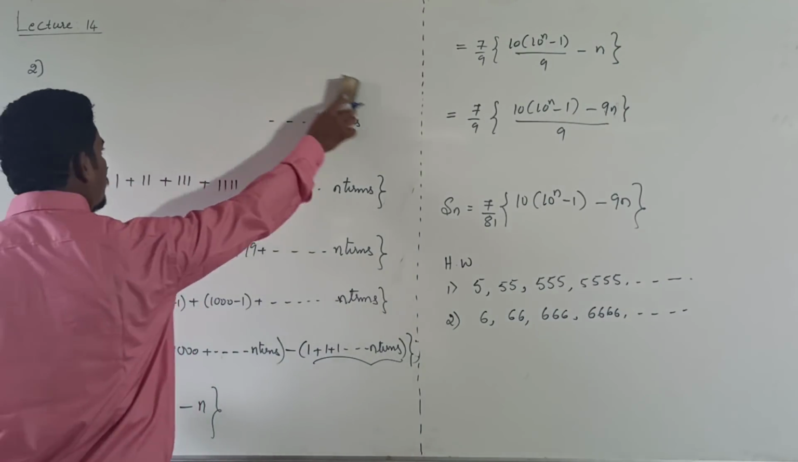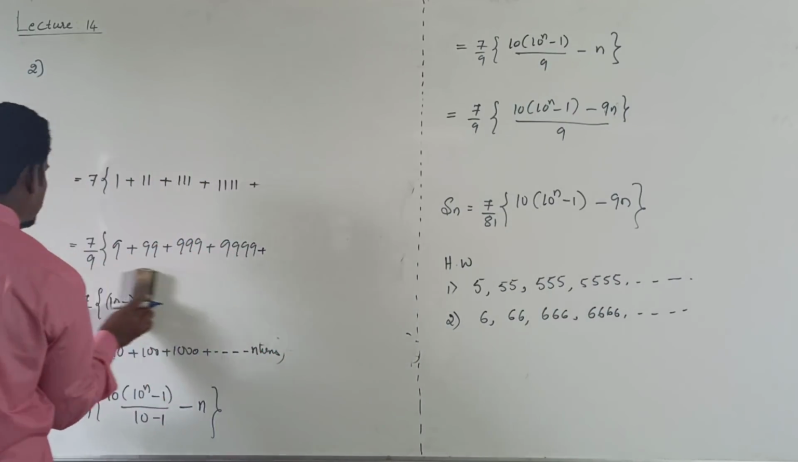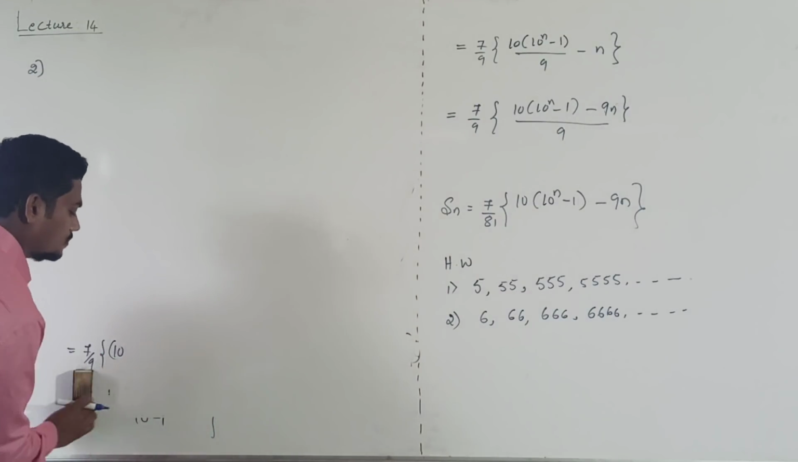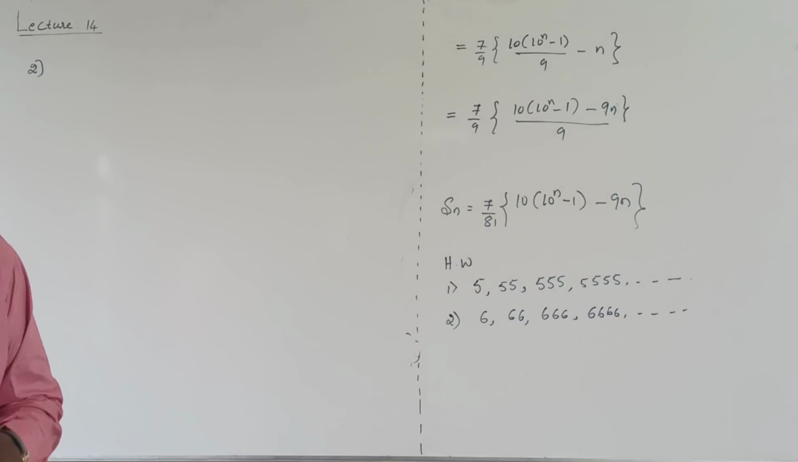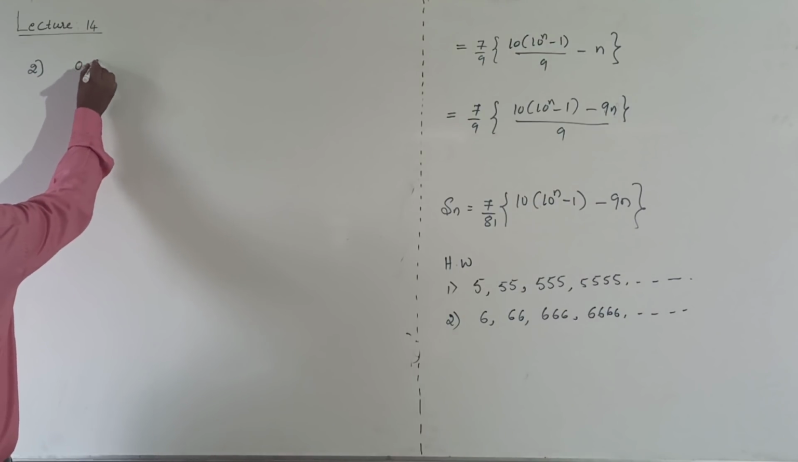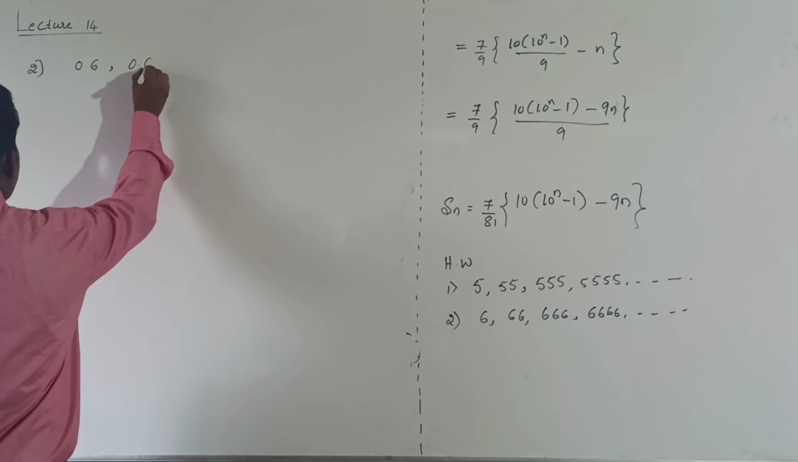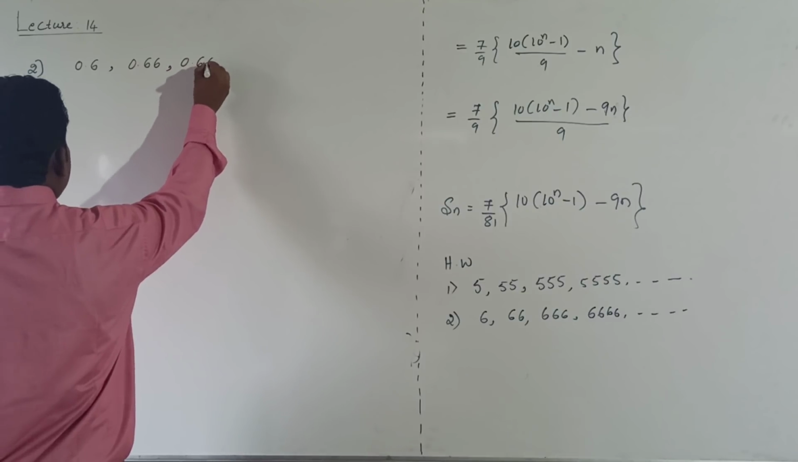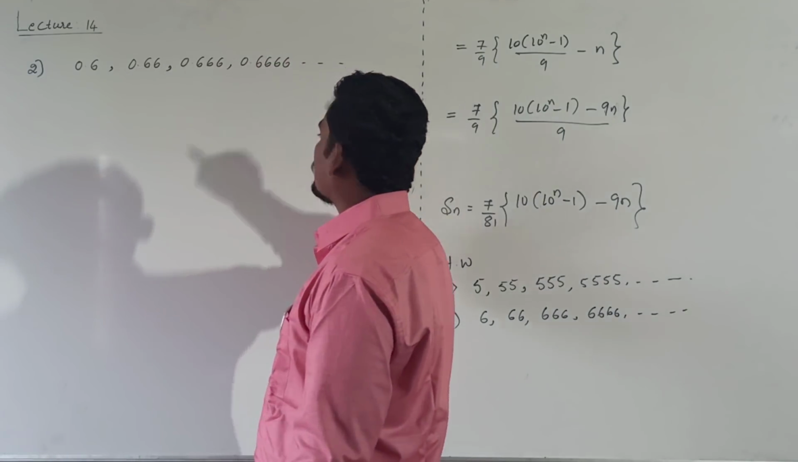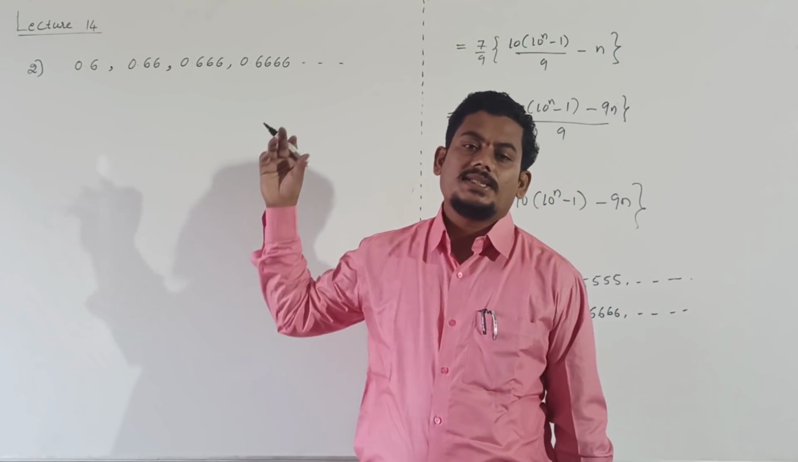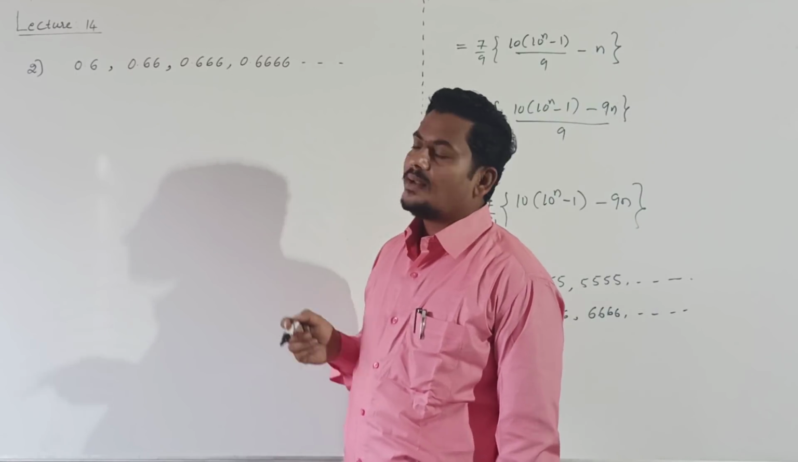Next problem. Find the sum to n terms of the sequence 0.6, 0.66, 0.666, 0.6666 and so on.